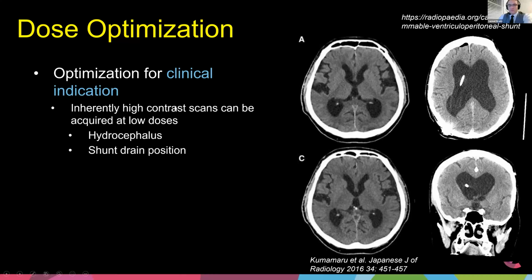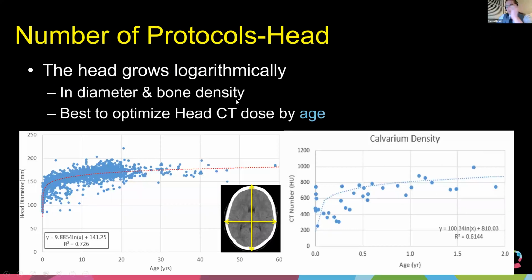If we are looking at an inherently high contrast indication, such as hydrocephalus or shunt drain placement, these are clinical indications that most likely do not require a lot of radiation, because the image itself presents with inherently high contrast. So if there's a lot of noise in the image, you can still see the overall extent of the hydrocephalus, and you can definitely see where the shunt is located and whether it is in the right location. And so you might not necessarily need a lot of radiation.